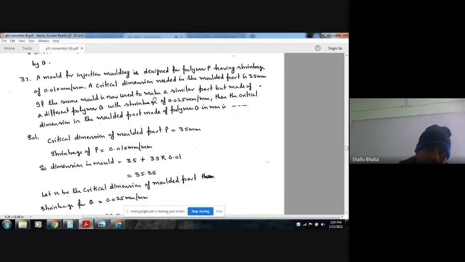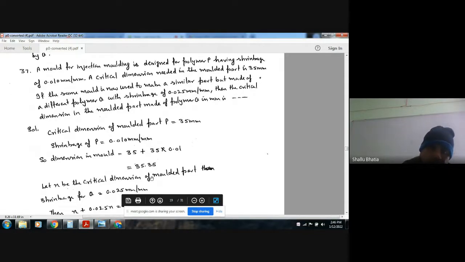So the critical dimension of the polymer is 35 mm. And the shrinkage allowance is given on critical dimension. So the shrinkage allowance is here 0.010 mm. So the size of the mold will be the critical dimension of the molded part plus shrinkage allowance. So the size of the mold will be 35.5.